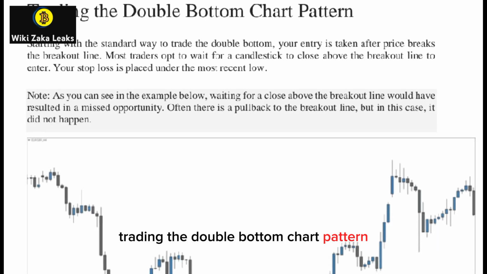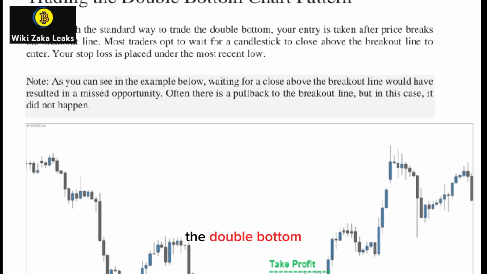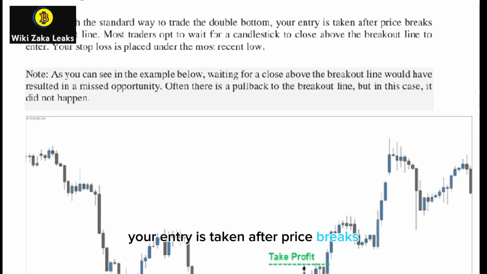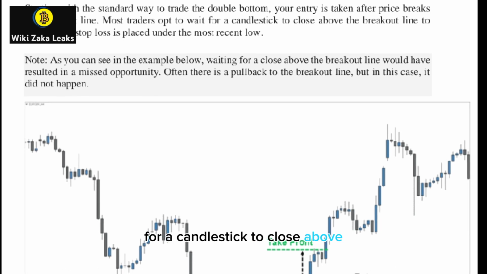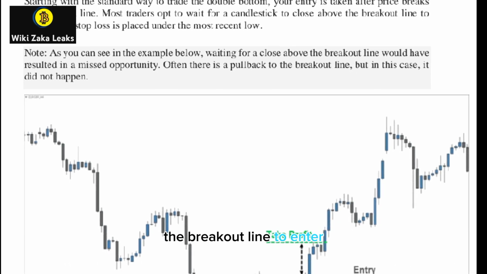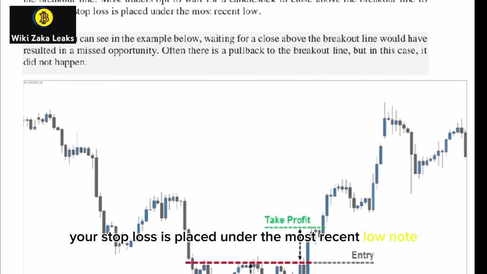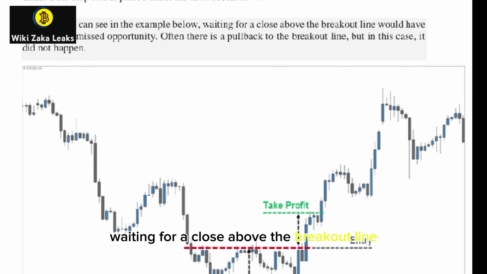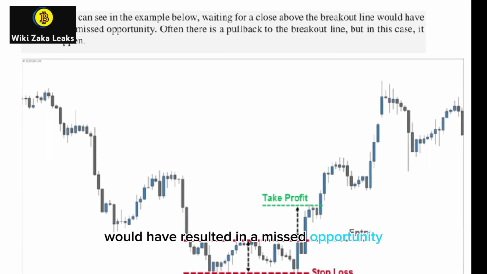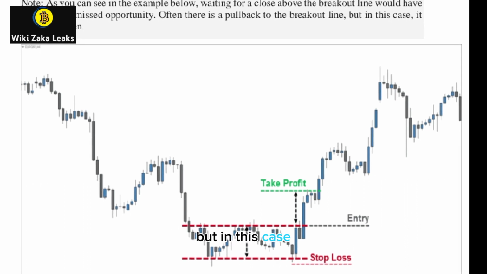Trading the double bottom chart pattern. Starting with the standard way to trade the double bottom, your entry is taken after price breaks the breakout line. Most traders opt to wait for a candlestick to close above the breakout line to enter. Your stop loss is placed under the most recent low. Note, as you can see in the example below, waiting for a close above the breakout line would have resulted in a missed opportunity. Often there is a pullback to the breakout line, but in this case, it did not happen.